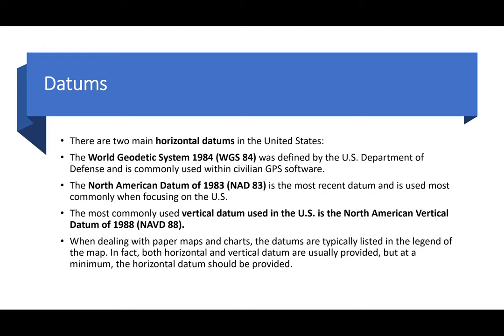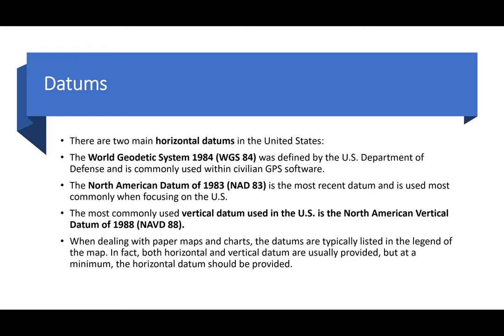When dealing with paper maps and charts, the datums are typically listed in the legend of the map. So again, when we were talking about cartographic principles, what kinds of information do you include on your map? This would be one of those things that you cite when you're producing a map. In fact, both horizontal and vertical datum are usually provided, but at a minimum, the horizontal datum should be provided.